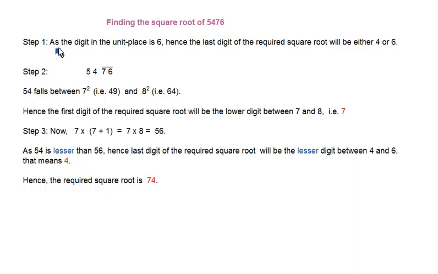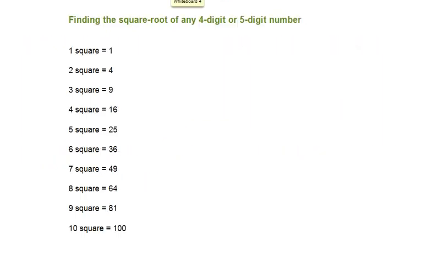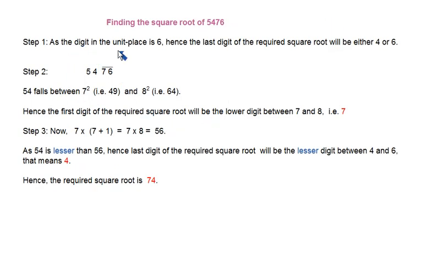Step 1, you know, as the digit in the unit place is 6, hence the last digit of the required square root will be either 4 or 6. Why? Again go back to the table. Where we are finding the last digit as 6, 4 square is giving 16 and 6 square is giving 36. That's why we are saying that as the digit in the unit place is 6, the last digit of the required square root will be either 4 or 6.